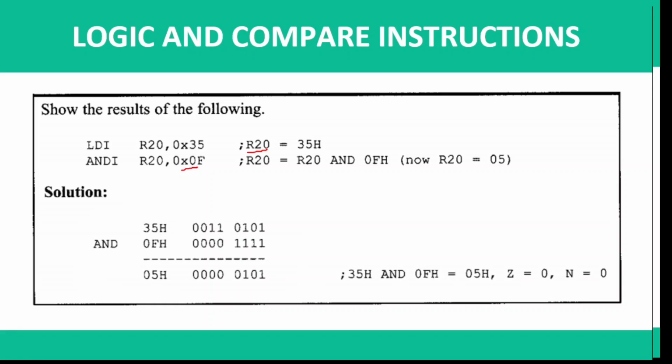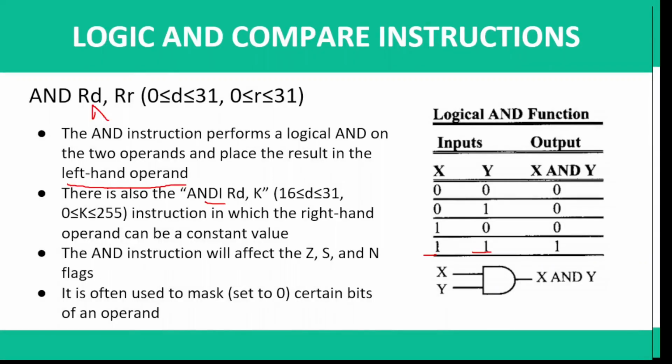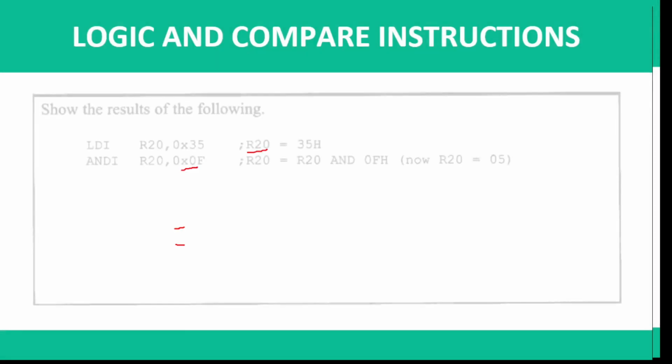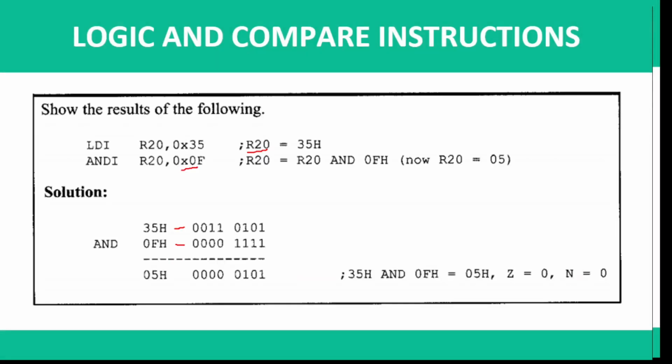How come that we have that value? Putting that 35 hex to binary and 0Fh to binary, we can see that it follows the rule that it masks certain bits of the operands. As you can see, the first nibble of this digit has a value of 0, and the next nibble is 0101. With that, the Z flag is equal to 0 and N is equal to 0.